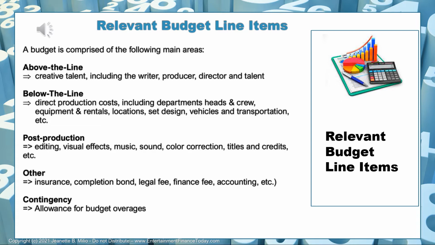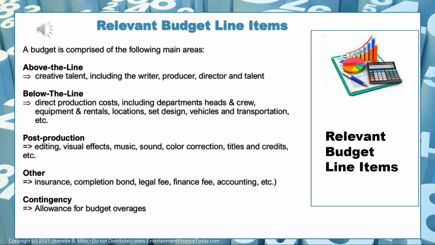The above the line shows us all costs and fees and anything related to our creative talent, which includes the writer, the producer, the director, and the talent, and all related fees and costs. The below the line are direct production costs, including department heads, crew, equipment and rentals, locations, set design, set build, vehicles, transportation, and location permits, and so forth.